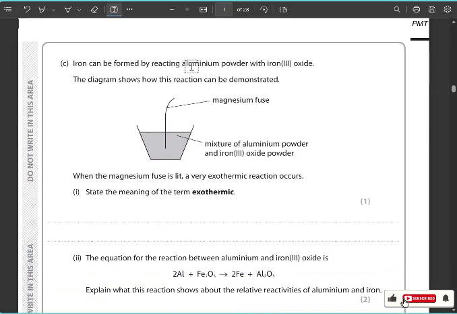Okay, iron can be formed by reacting aluminium powder with iron(III) oxide. The diagram shows how this reaction can be demonstrated. When the magnesium fuse is lit, a very exothermic reaction occurs. State the meaning of exothermic. Exothermic means a reaction which gives out energy.